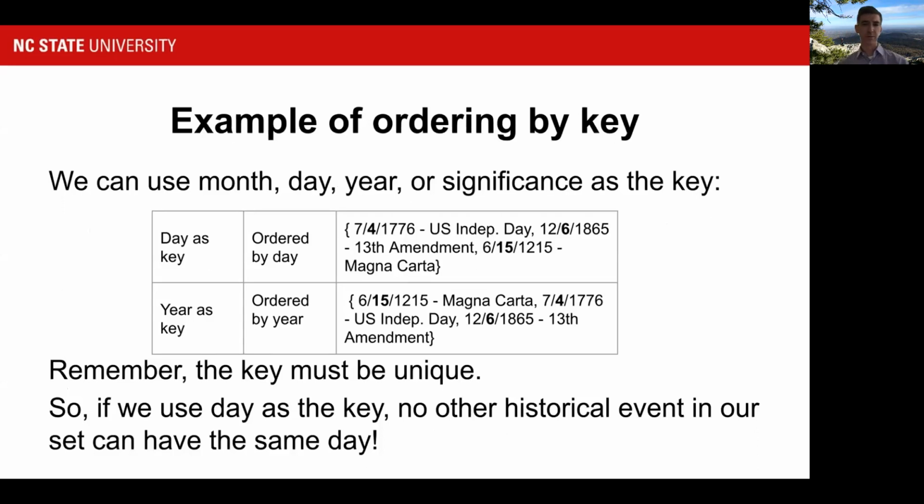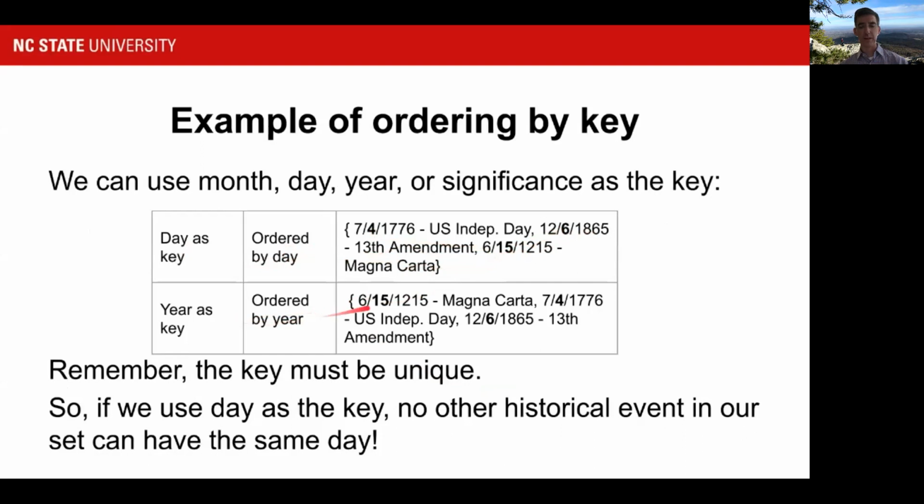Here are some other examples of how we could order by key our historical dates. We could use the month, day, year, or the significance as the key. So if I use the day as the key and then I ordered my set, then July 4th would come first because 4 comes before 6 and 15, and then the 13th Amendment would become second in my list, and then the signing of the Magna Carta would come last. So that's kind of a weird ordering.